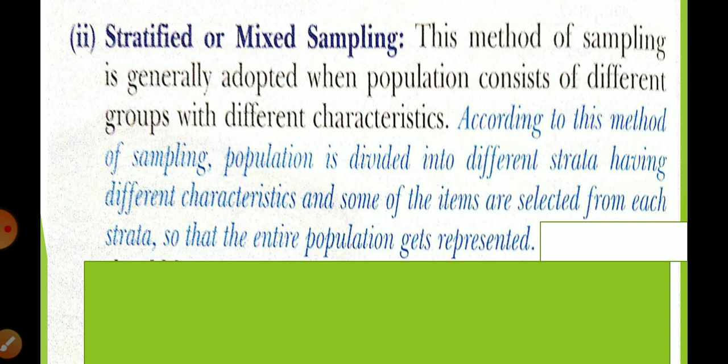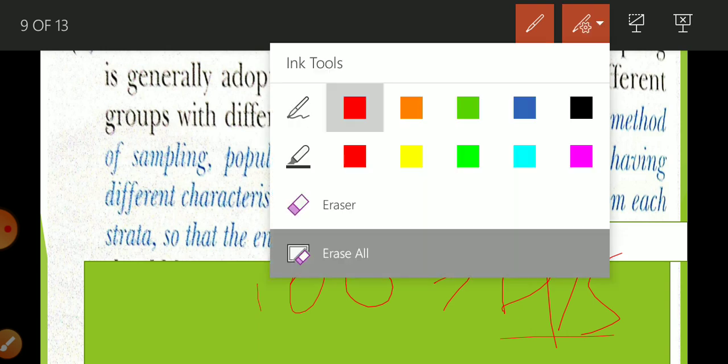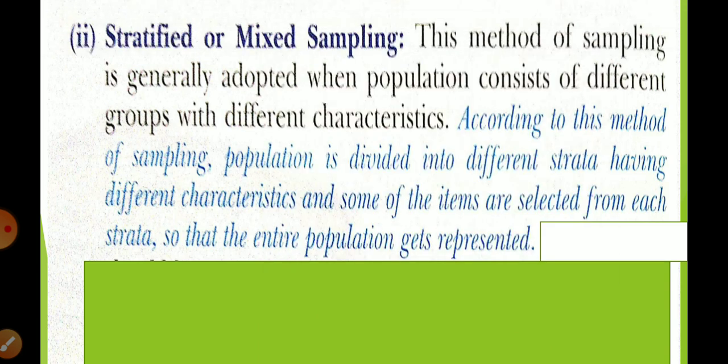Suppose all the 100 students had opted for Hindi or Sanskrit. Is there any possibility of grouping? No. So we cannot make use of this method. This method is only used when we can make a division, when we are able to divide the universe into different groups.